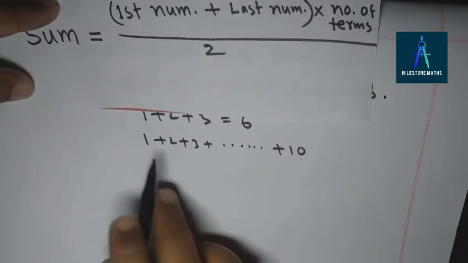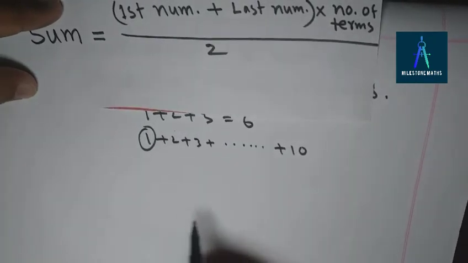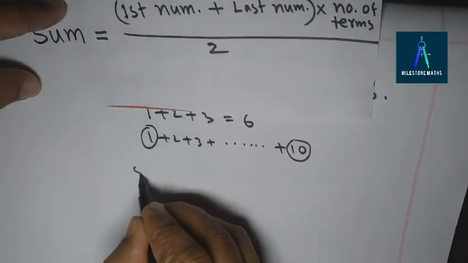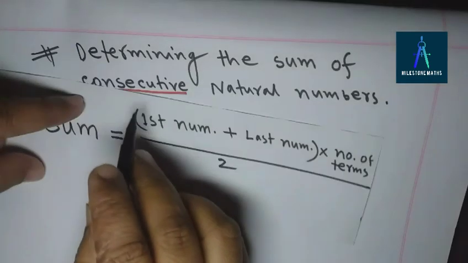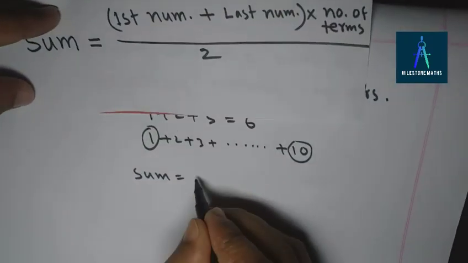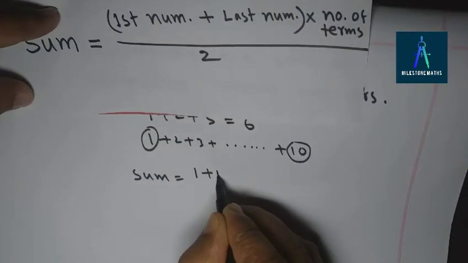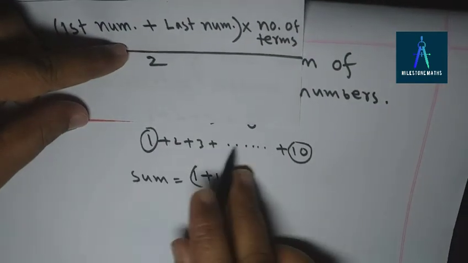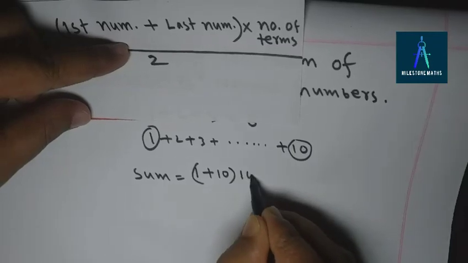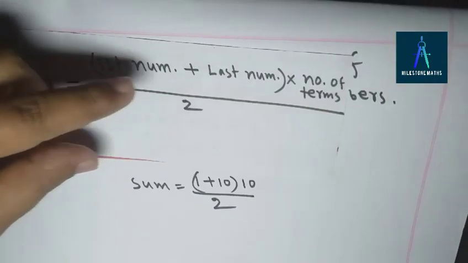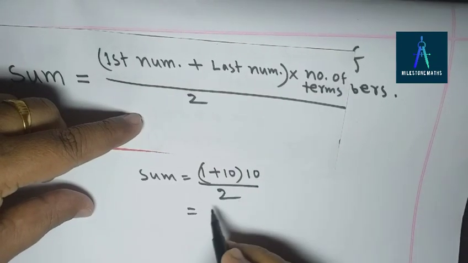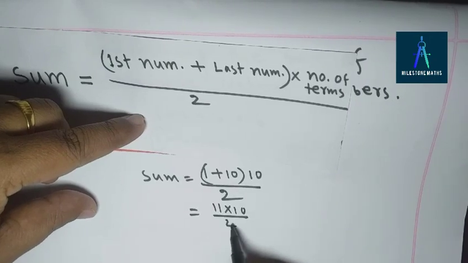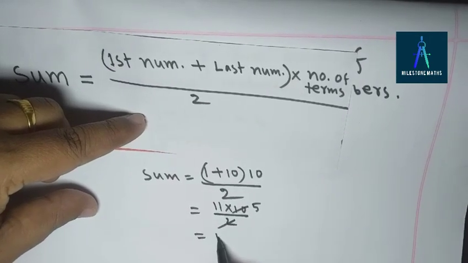So what is the first number here? First number is 1, and what is the last number here? Last number is 10. So using this formula, sum equals first number plus last number. First number is 1 and last number is 10. Multiply number of terms. How many terms here? 10, divided by 2. So now do the calculation. 10 plus 1 is 11, multiply 10 divided by 2, then the answer is 55.